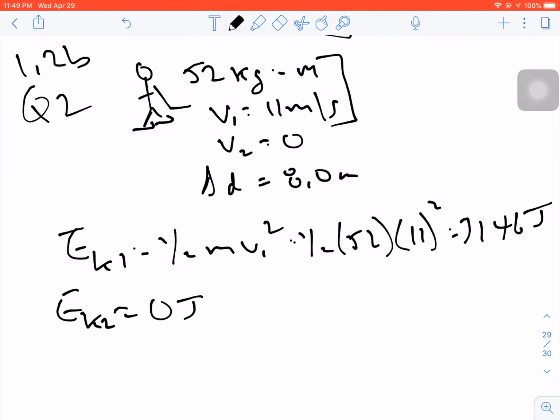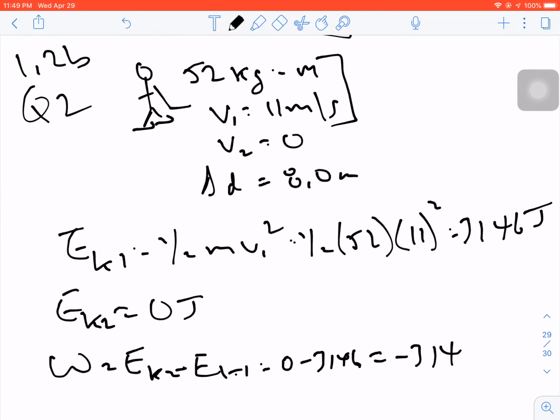Now remember we said yesterday that whenever the kinetic energy of an object changes, it changes because work has been done to that object. In other words, a force was applied to that object over a distance delta d. So I can calculate my work done by taking my final kinetic energy minus my initial kinetic energy, 0 minus 3,146, and I get a work done of negative 3,146 joules.